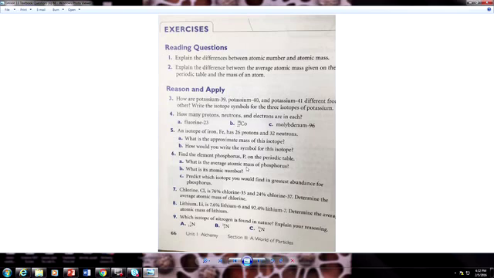Number 6. Find the element phosphorus on the periodic table. What is the average atomic mass of phosphorus? Again, think about this. What's its atomic number? Letter C. Predict which isotope you would find in greatest abundance for phosphorus.